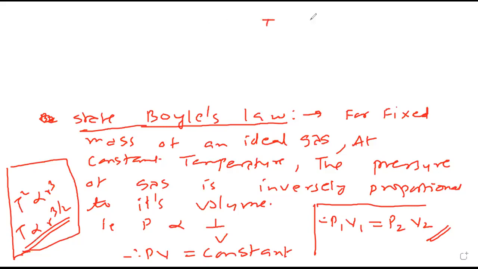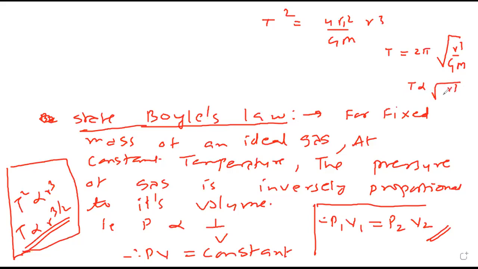We know that T square is 4 pi square upon GM into R cube. This is the formula, correct? So T will be 2 pi root of R cube by GM, correct? Now 2 pi is constant, so T is proportional to root of R cube upon GM, because they have given it in that format.